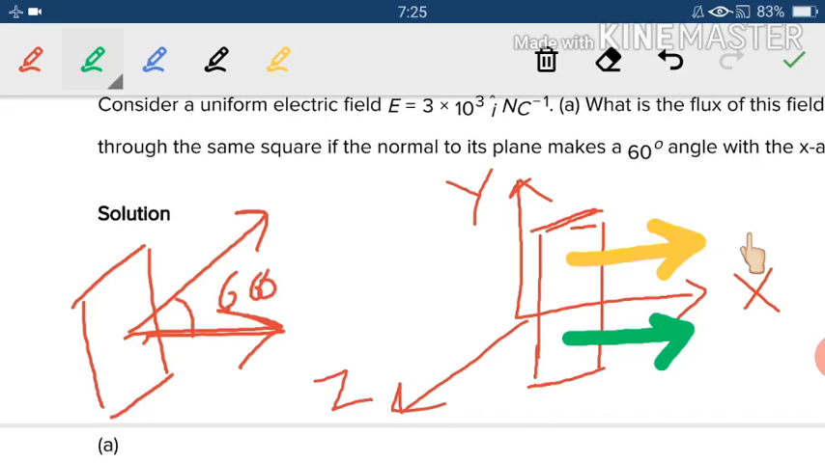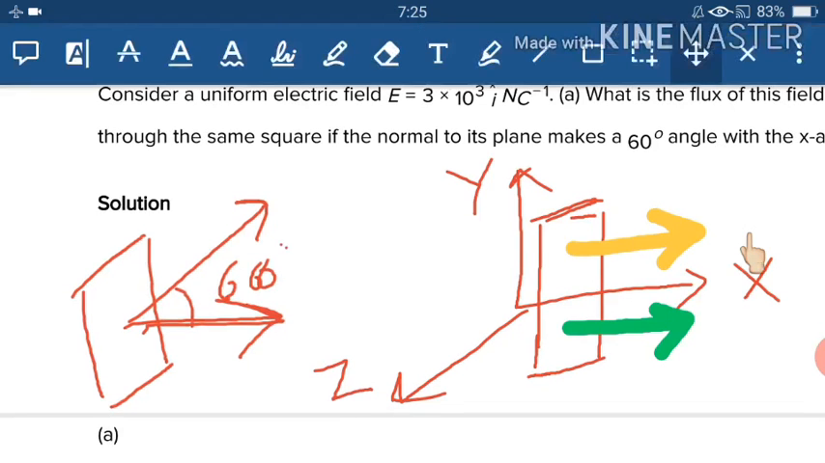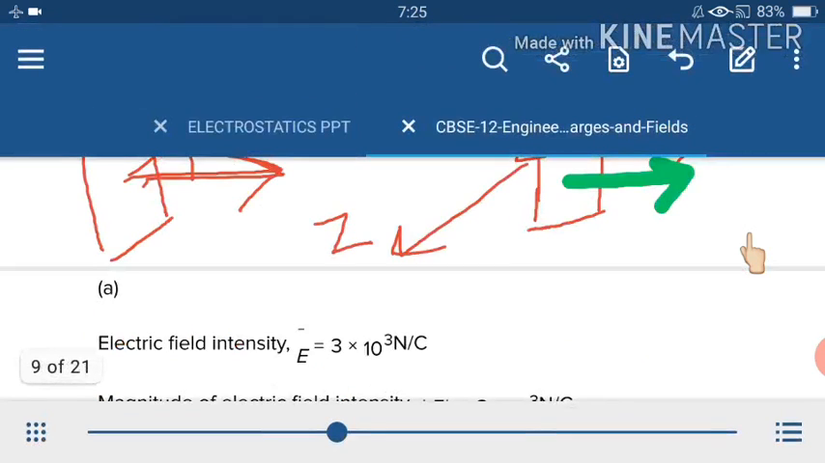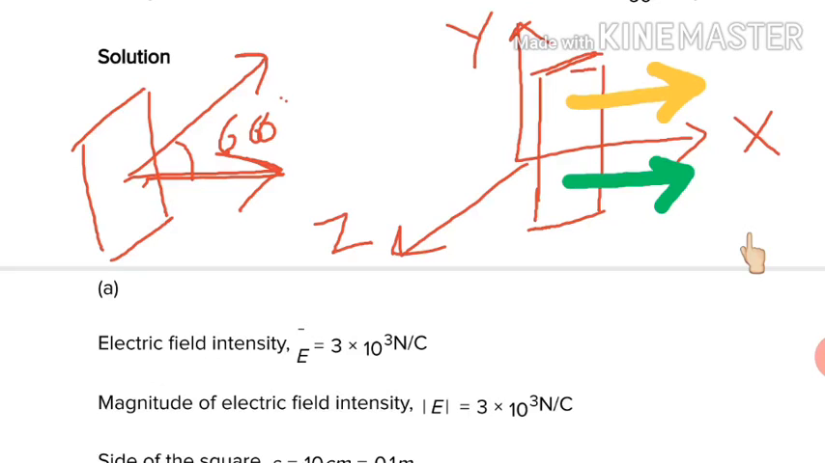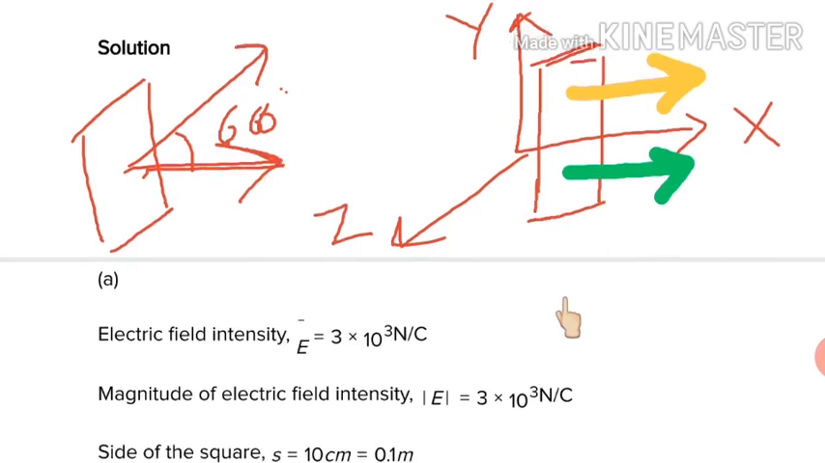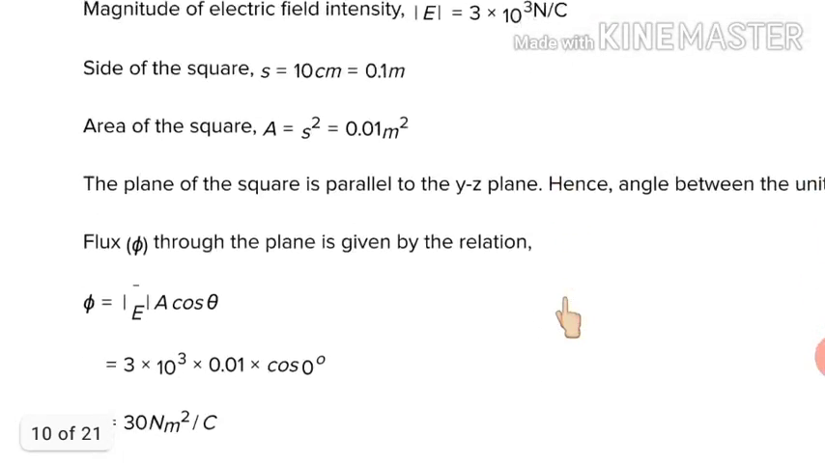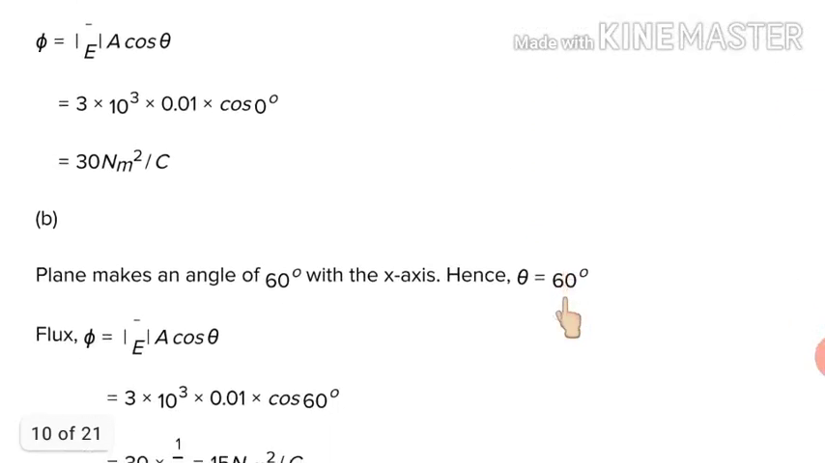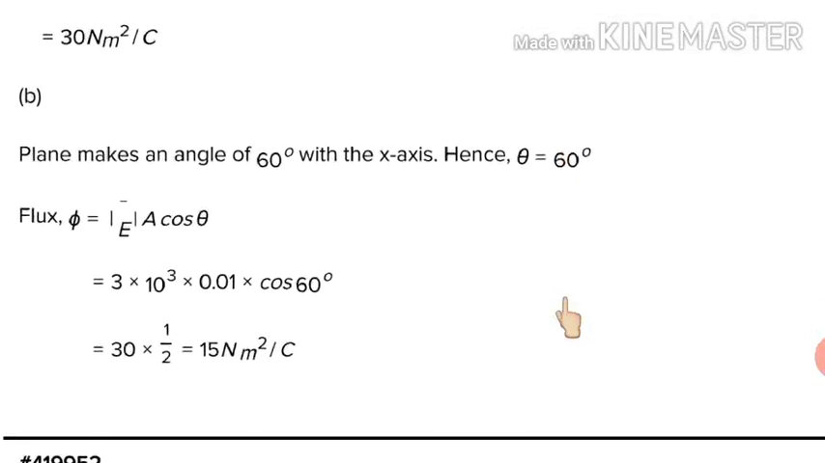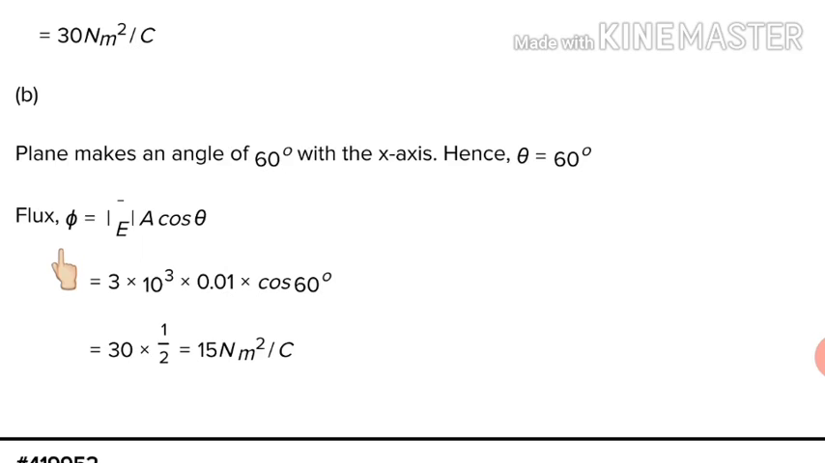So now the value of theta is 60 degrees. Initially the value of theta was 0, but in the second part the value of theta is 60 degrees. So only one change we are supposed to make: in place of theta we will write 60 degrees. Again we have to calculate flux, so the same formula we are going to use. Phi is equal to EA cos theta. E will be the same, A will be the same, only in place of theta we will write 60 degrees. Cos 60 degrees is half. So when we solve it, finally we will have 15 Newton meter square per Coulomb.